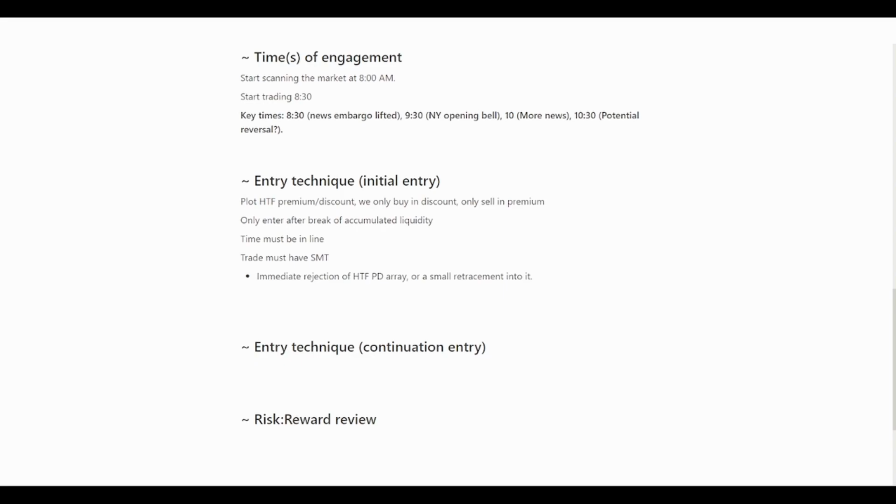Does your accumulated liquidity have to be formed in the prior cycle? Yeah, so.